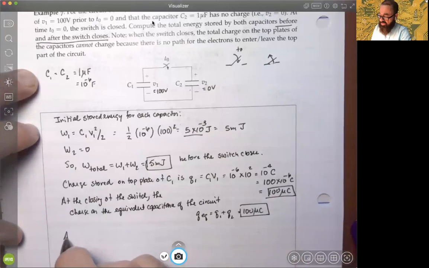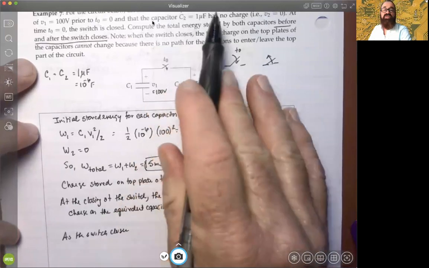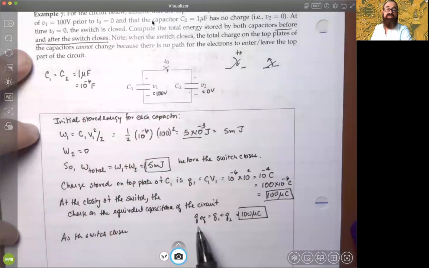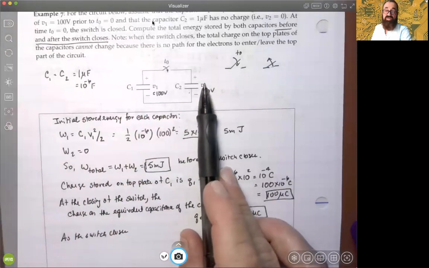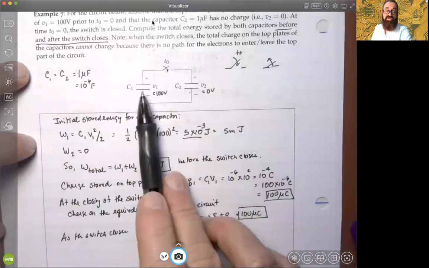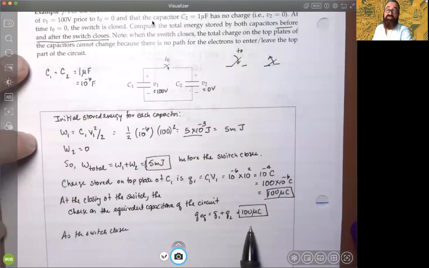The goal is to figure out how much transfers as the switch closes. Let me just reiterate what that statement meant: when it's closed, the total charge on the top of the plates cannot change. That just means whatever was there, nothing has changed the minute this closes. There was no charge there and 100 microcoulombs here, so that's the total charge you've got.